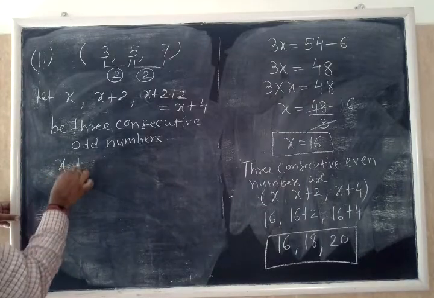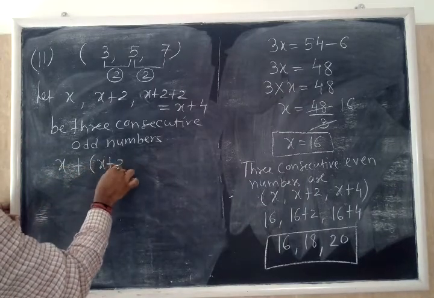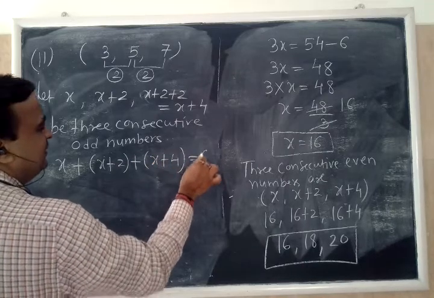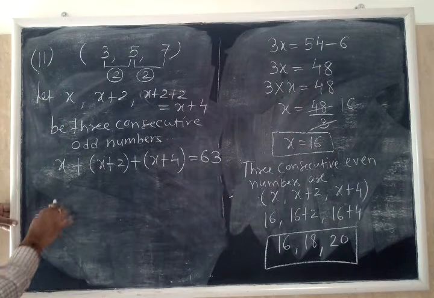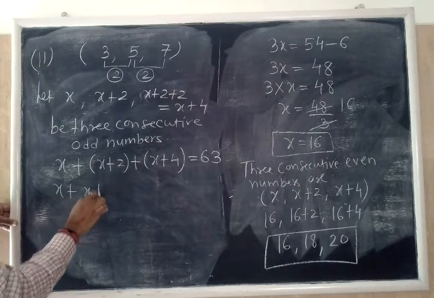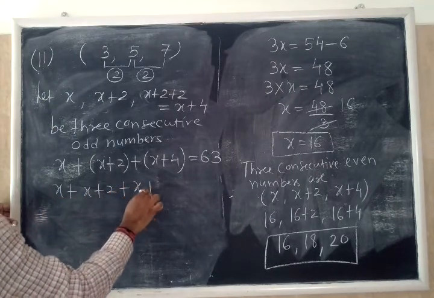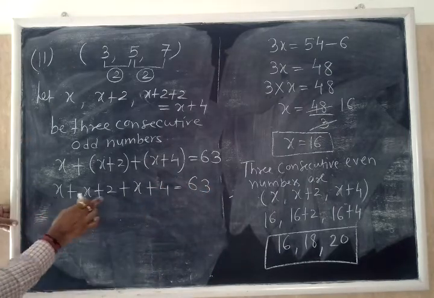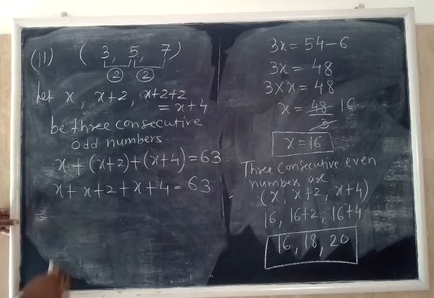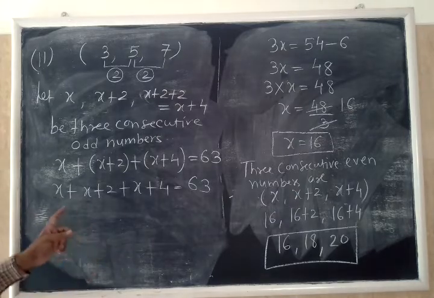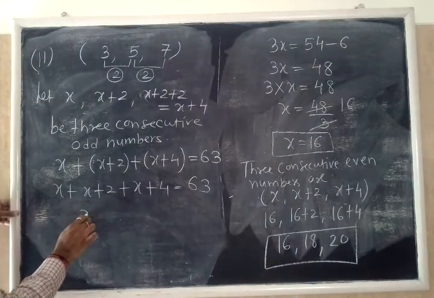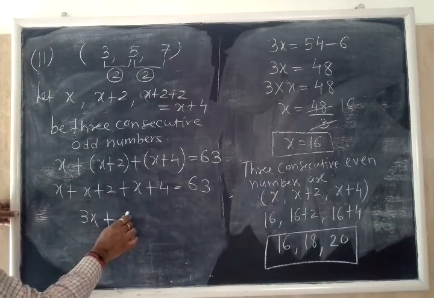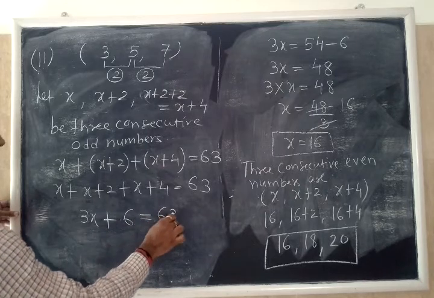So x plus x plus 2 plus x plus 4 is 63. Their sum is 63. So x plus x plus x, like terms we can add, will be 3x. Then the constant terms 2 and 4, 2 plus 4, 6, is equal to 63.